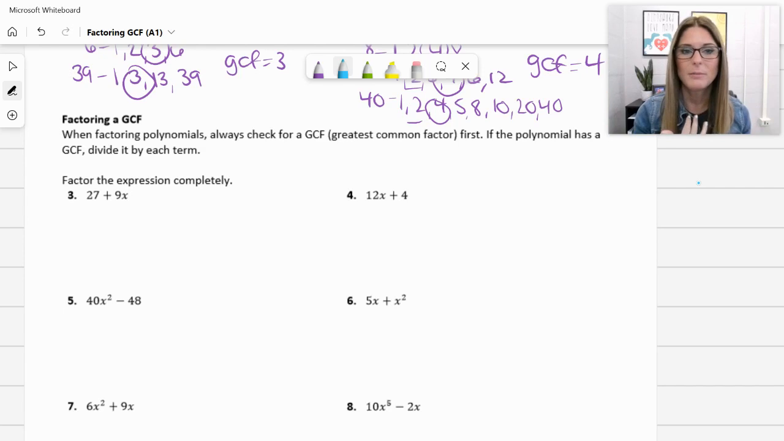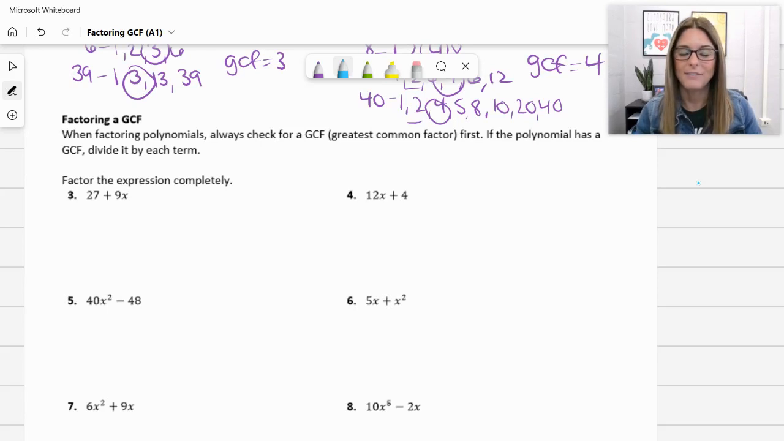So it says, when factoring polynomials, always check for a GCF, that greatest common factor, first. This is our first step in factoring. As we build through our lessons, I want you to always check for a GCF first. This will help you make your polynomials smaller before you dive any deeper. If the polynomial has a GCF, divide it out of each term. So the directions say factor the expression completely.